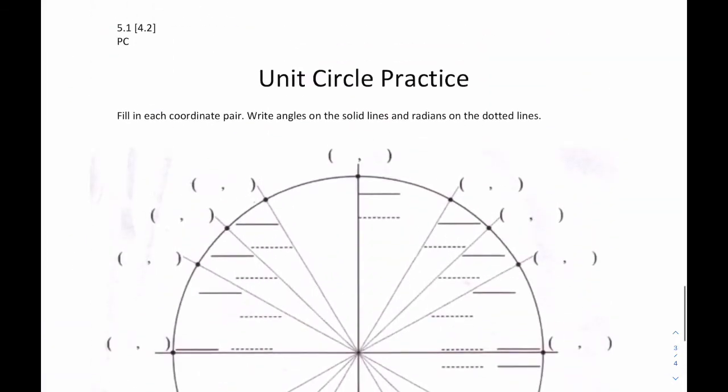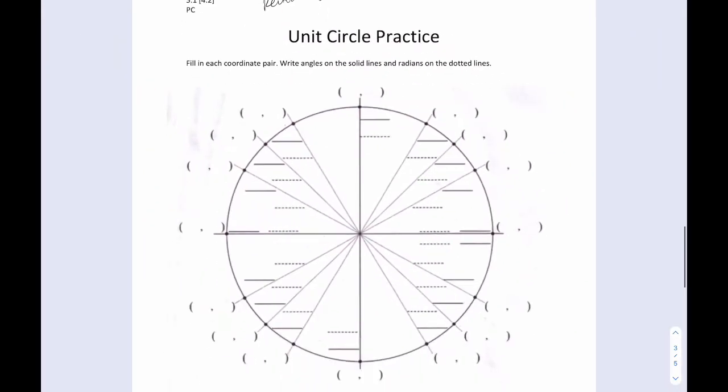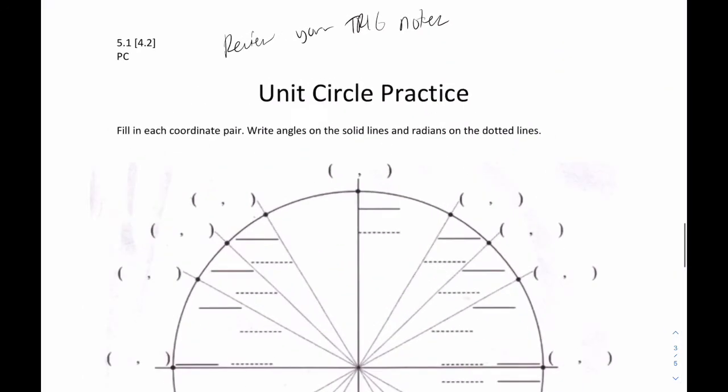Before we start, I want to go to the very bottom here, this unit circle practice. You're going to want to review your trig notes and make sure you do this. Fill in each coordinate pair, write all the angles on solid lines, radians on dotted lines, and I'll put the answer key online. So make sure you do that using your trig notes to review.